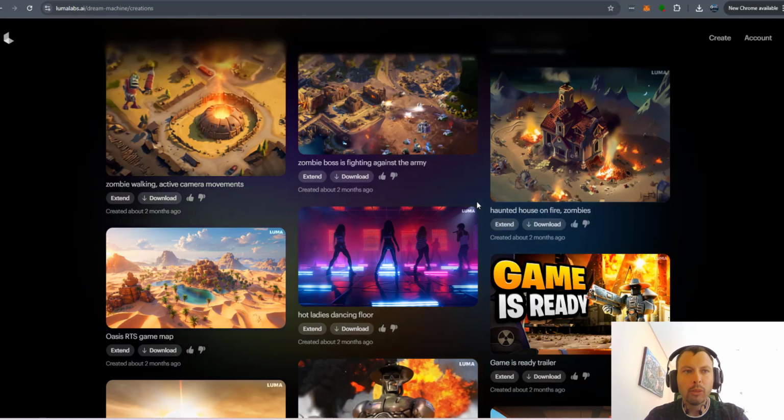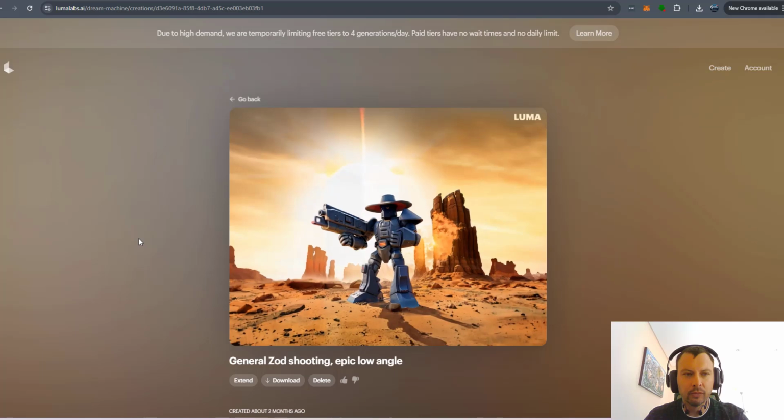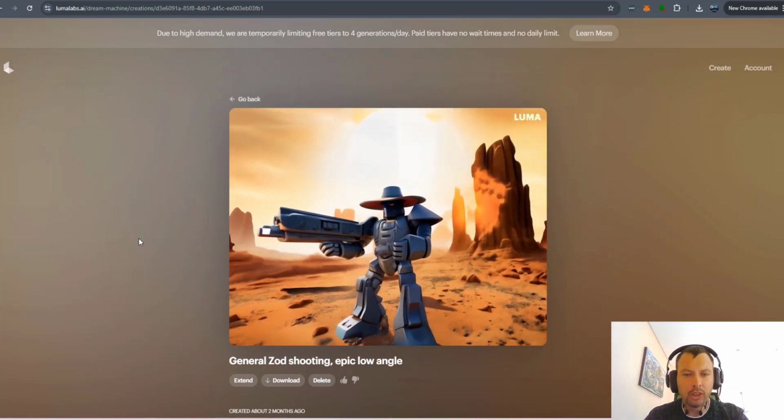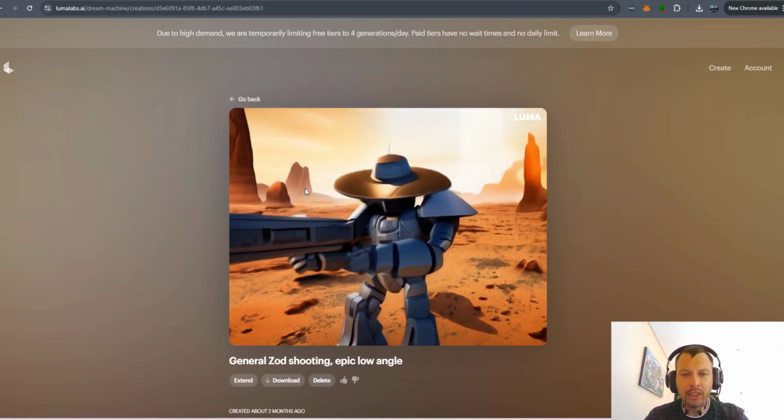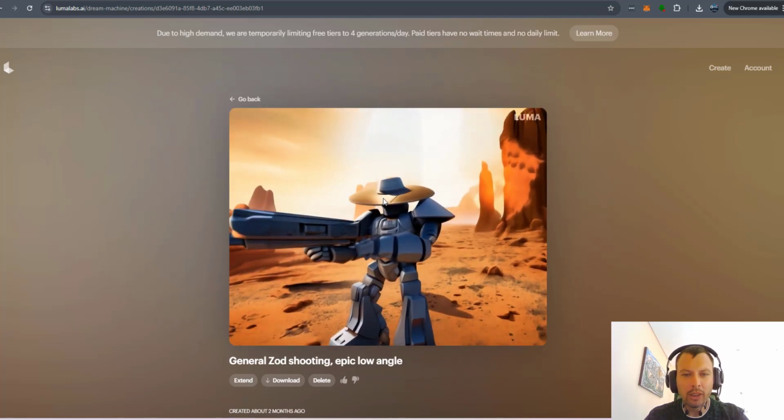Now we have Luma Labs Dream Machine to compare. Also not bad, but little bit blurry and mushy. It's lacking the quality, unfortunately.